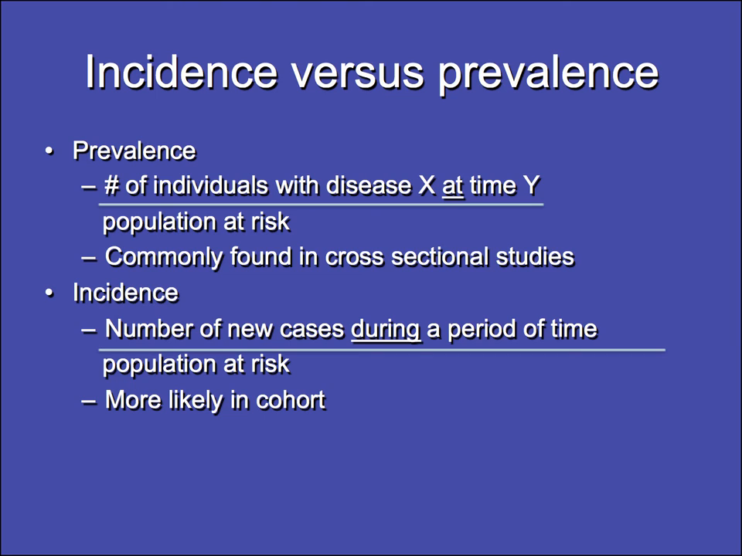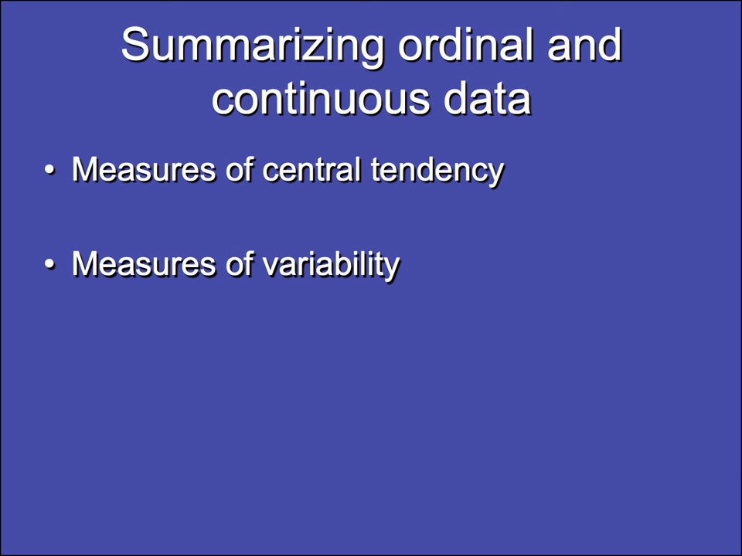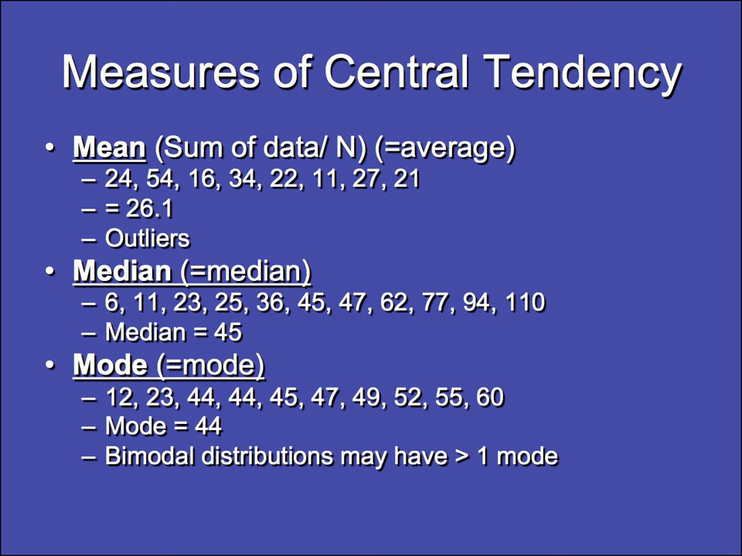So now we've talked about how to report and calculate nominal data. Let's move on to ordinal and continuous data. And the way that we summarize this is by using various measures of central tendency and variability. So when we talk about measures of central tendency, we're trying to describe the middle point of the data. And there's some different ways to do this. So one way is taking the mean or the average of the data. And so the formula is the sum of the data divided by the total number of data points.